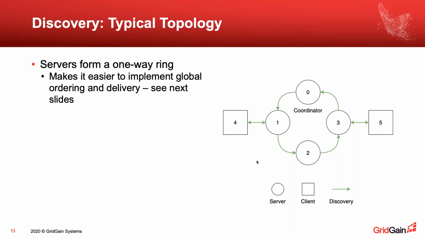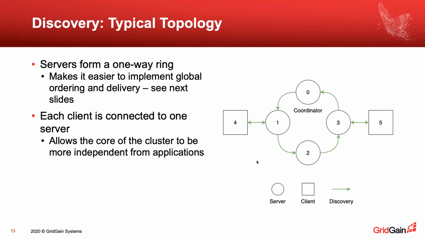But you can easily imagine that with a one-way ring, there is only one way to get from one node to another. And having just one road from one node to another node is important to be able to guarantee delivery order. Next, let's look at the clients. The clients are not in this ring. The clients are outside of the ring. Each client is connected to a server.